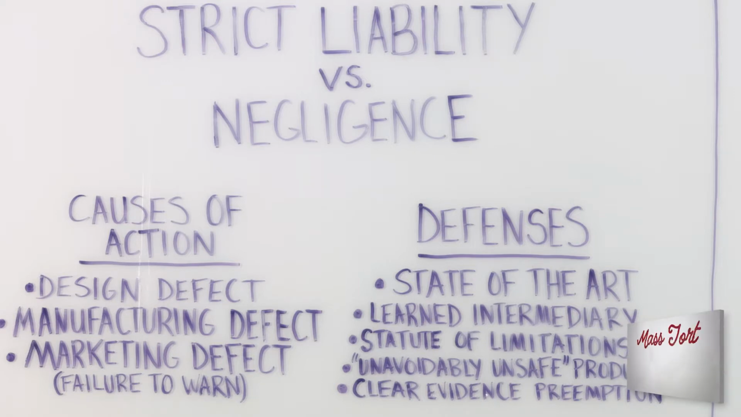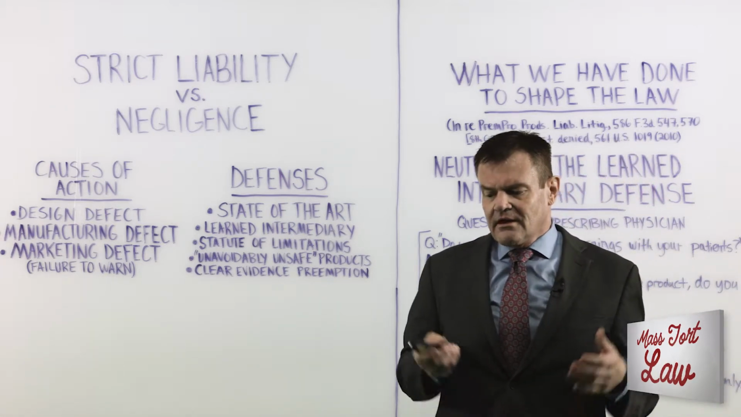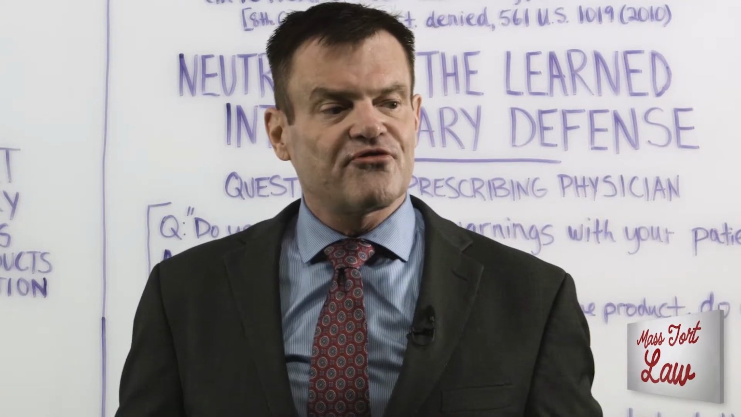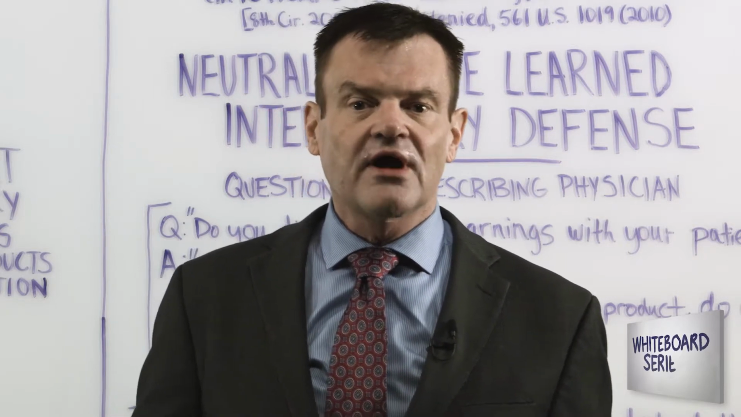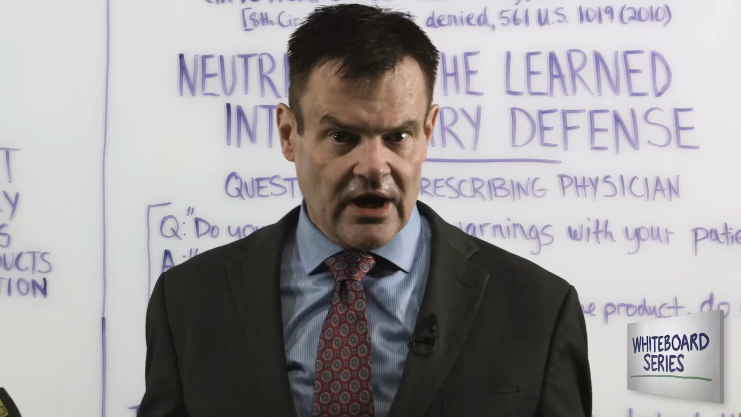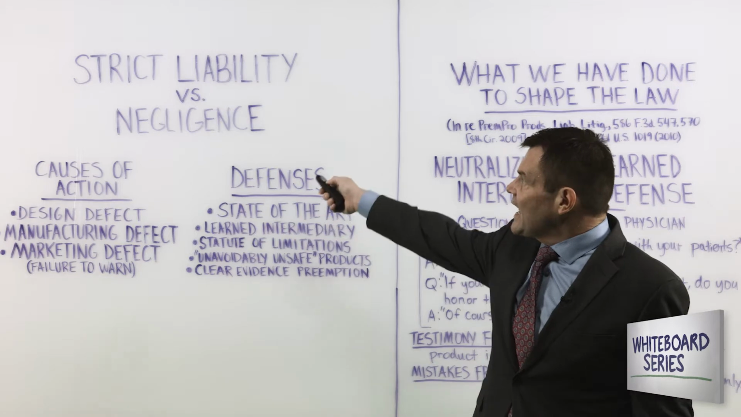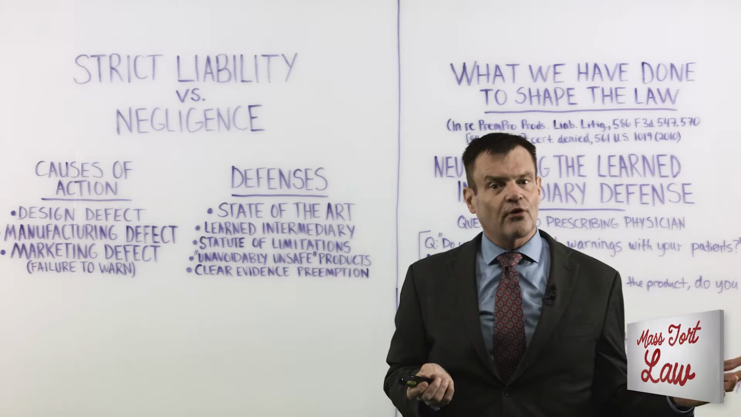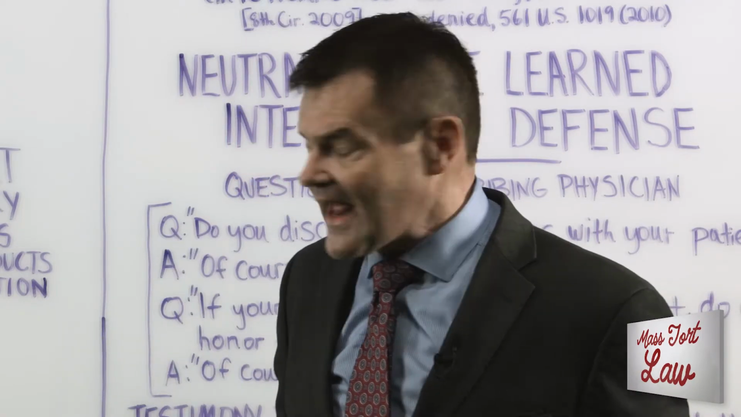Finally, there's the clear evidence preemption defense. There has been long argued in the law a position that claims against drug companies are preempted by federal law. What that means is that because there are FDA regulations of drugs, and because the federal government has a regulatory scheme for drugs, any claims that plaintiffs may try to raise under state law, any kind of strict liability or negligence claims, are barred or preempted by federal law. In other words, they would interfere with the operation of federal law and therefore are not allowed.